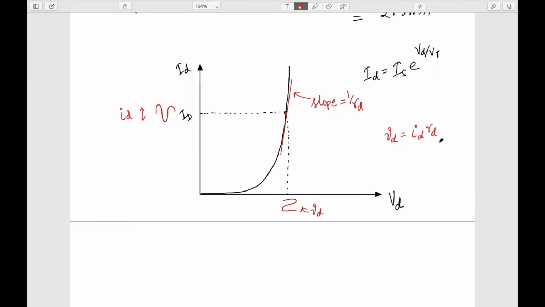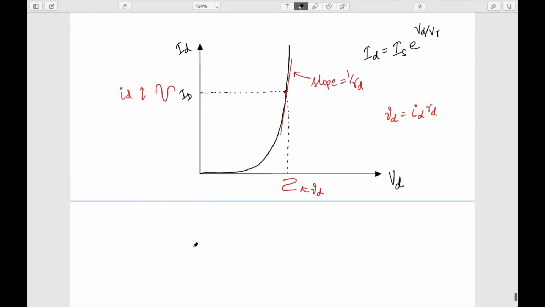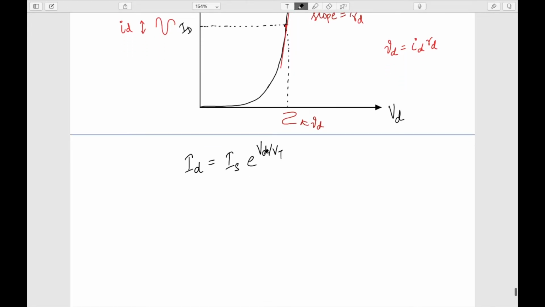It's basically like Ohm's law, V equal to IR. So let's try to find out what is the slope at a DC voltage or at a bias voltage of ID. Now if I rewrite this equation, this is what I'm going to get: my ID is equal to Is e power Vd by Vt. This has both the DC and the AC.